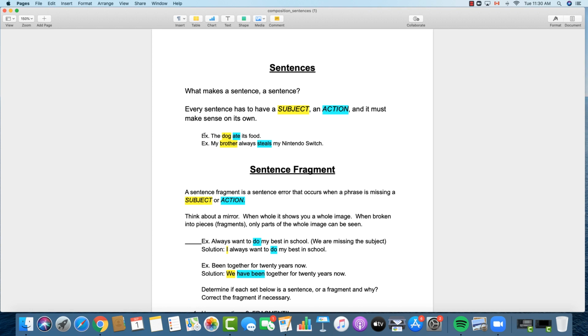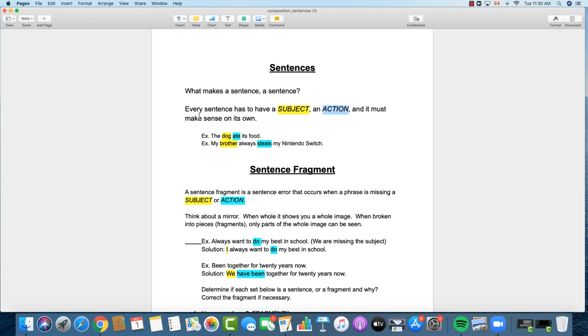Every sentence has to have a subject and an action. The subject is the person or the thing who is doing the action. Without either of those two things, we end up with a sentence error called a fragment, which we'll cover in a moment. And the other thing is that a sentence has to make sense on its own.